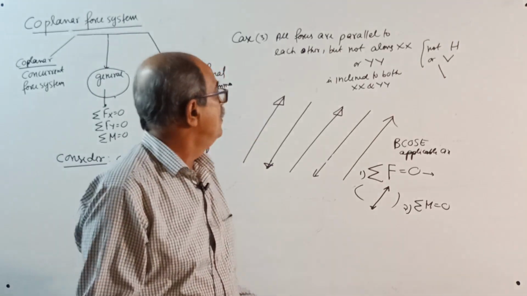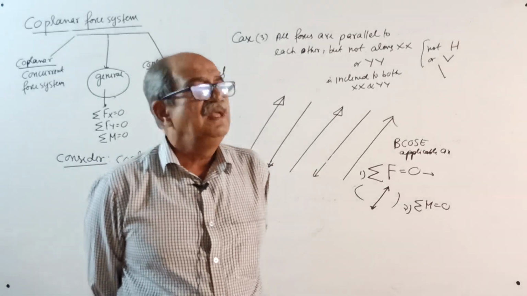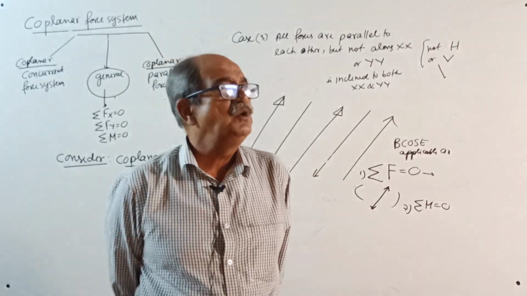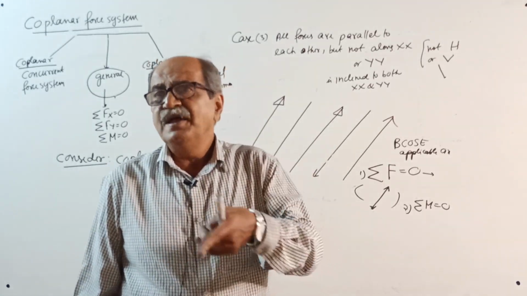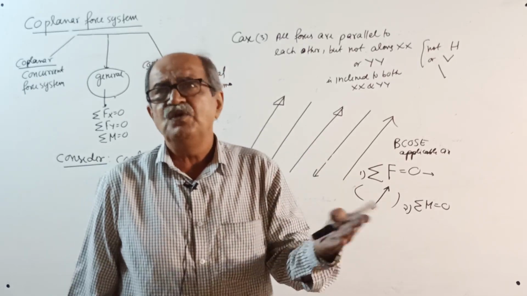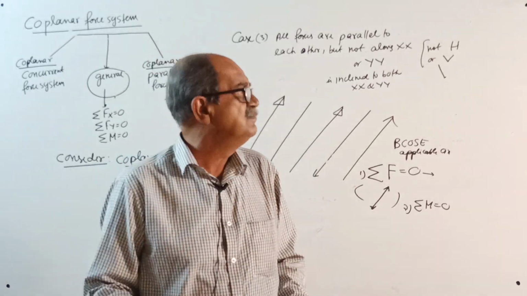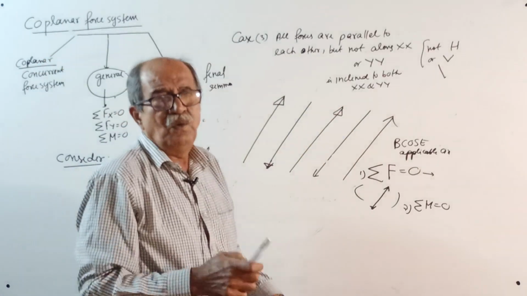There I will tell you, right now we call sigma fx 0, later we will change it over to sigma h equal to 0. Right now what you call sigma fy 0, later we can change it to sigma v equal to 0. Sigma m 0 will remain the same. Okay, now I write everything on the board and then once again explain.